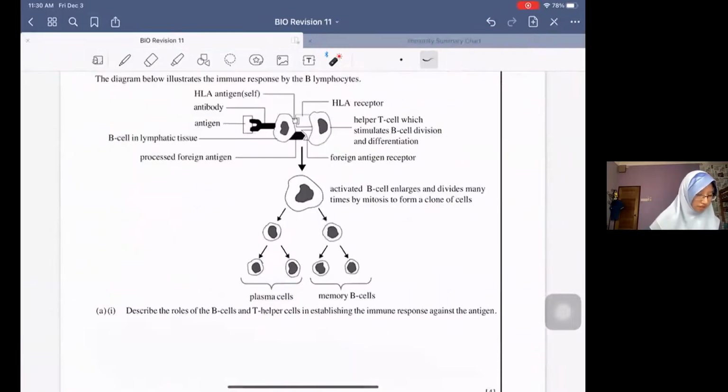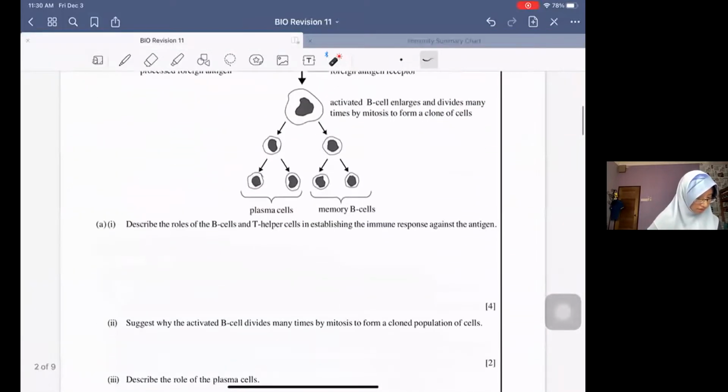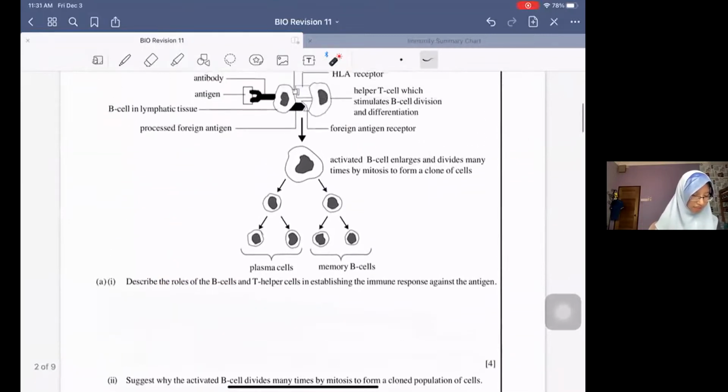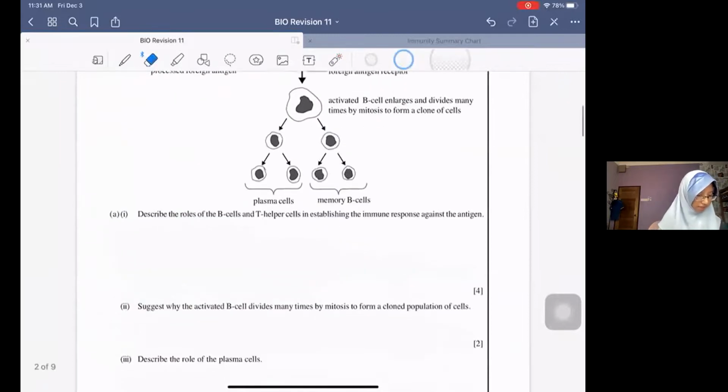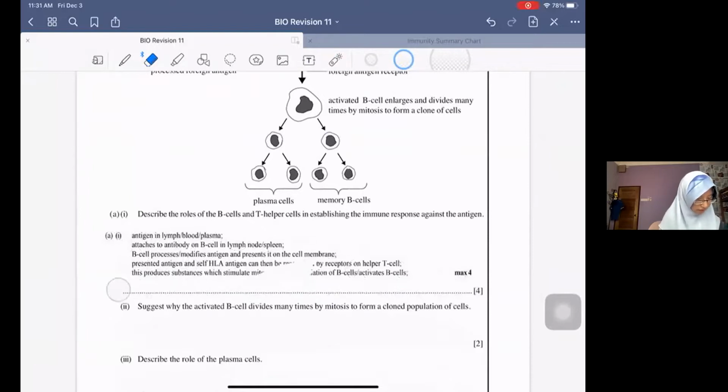So coming back to this question, they asked to describe the roles of B and T helper cells in establishing immune response against the antigen. So the answer is just what I explained just now. The answer will be here.